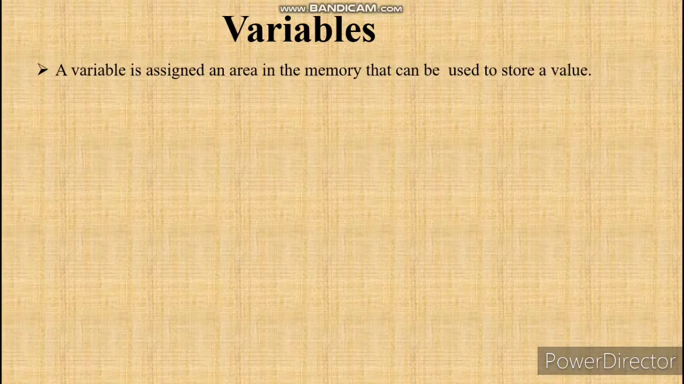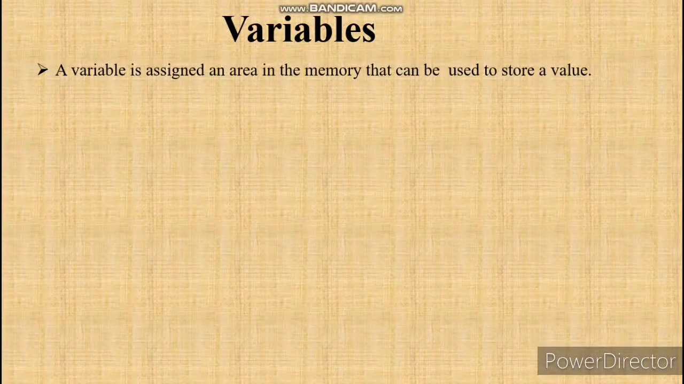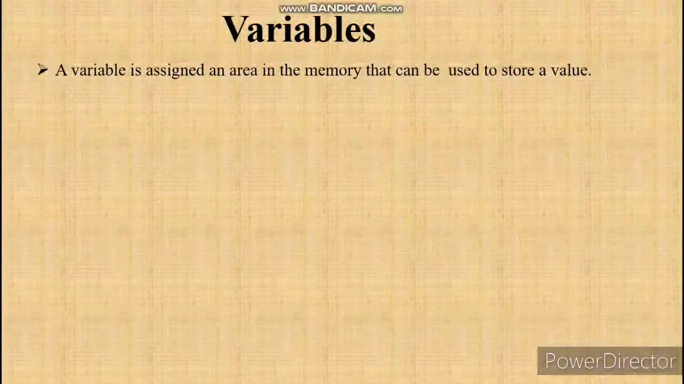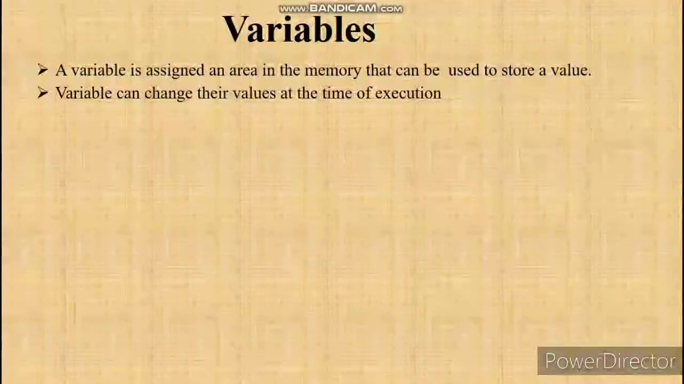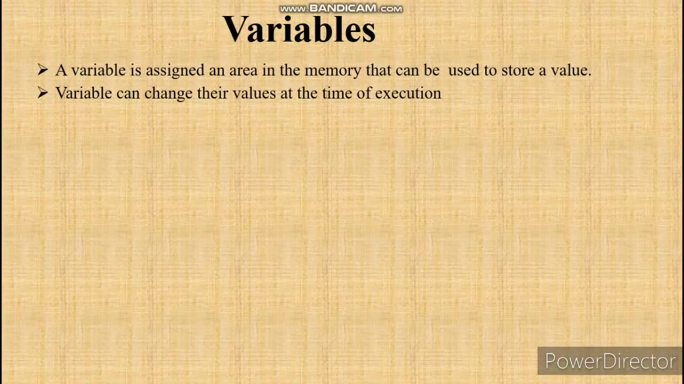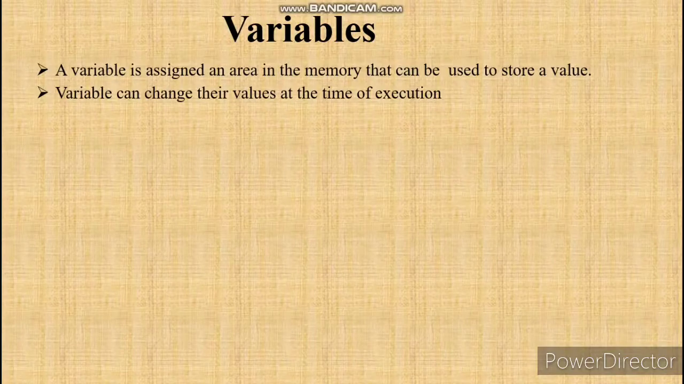A variable is assigned an area in the memory that can be used to store a value. It means a variable is a memory location of the computer where the values are stored. With the help of a variable, you can assign an area in the memory to store a value at the time of the program. Right? A variable can change its value at the time of execution. When you execute a program, the value of a variable can change. That's why it is known as a variable.